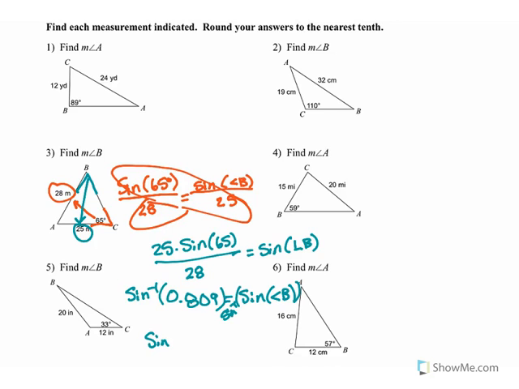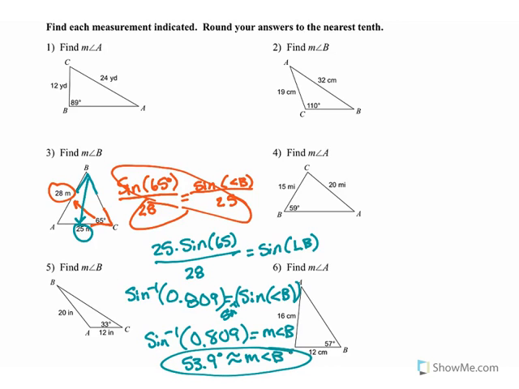So we get the sine inverse of 0.809 equals the measure of angle B. And what'd you get when you type that in, Kellen? 53.9. Yeah, so we'll just do 53.9. It is approximately the measure of angle B. So there's your answer. Circle it. Okay, let's try another one.